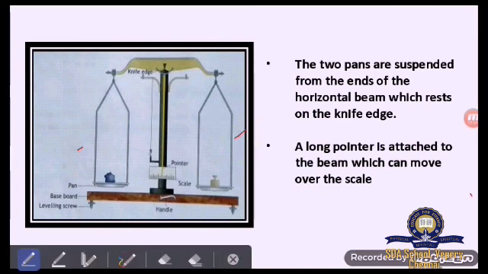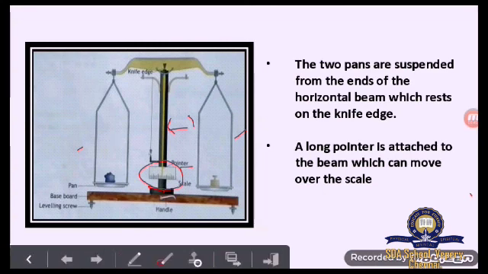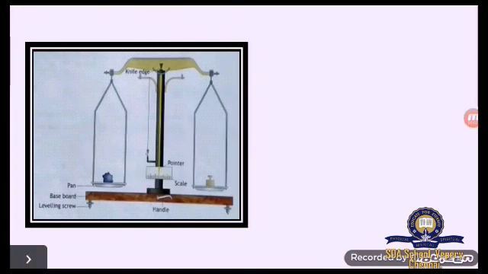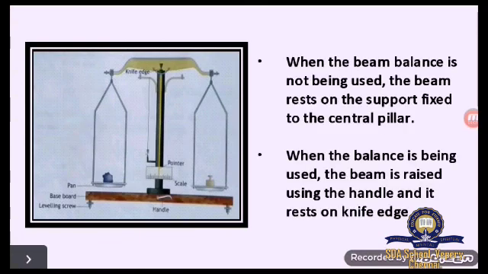So, where is the long pointer? Here is the long pointer. This is the long pointer. And this is the scale. The long pointer is attached to the beam which can move over the scale. Usually when the beam balance, that is the physical balance, is not used, it actually rests on the central pillar supports. But when the balance is being used, the beam is raised using the handle and the beam rests on the knife edge.